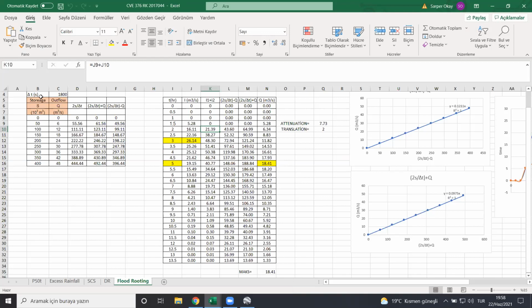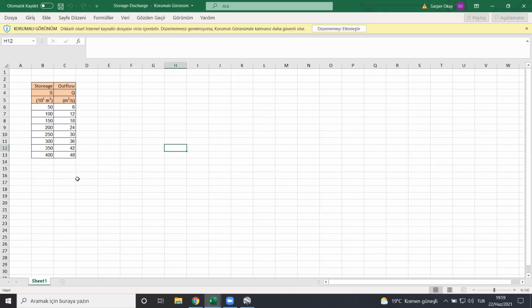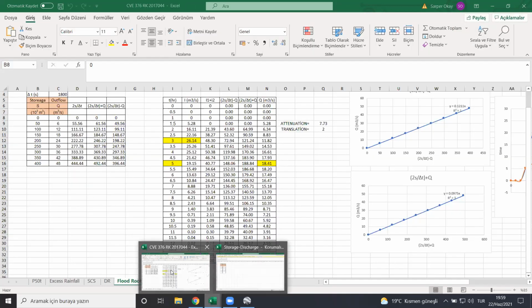So what do we need to do here? We need to apply flood routing. To be able to do it, first you need to learn how to apply flood routing. It's actually about your homework 7, but let me summarize it for you very easily. These storage and discharge values will be taken from here. Storage and discharge, are they the same? They are actually the same.